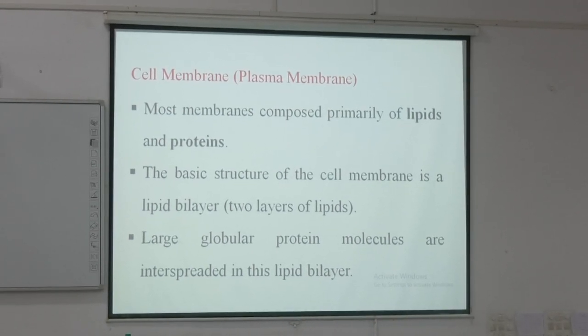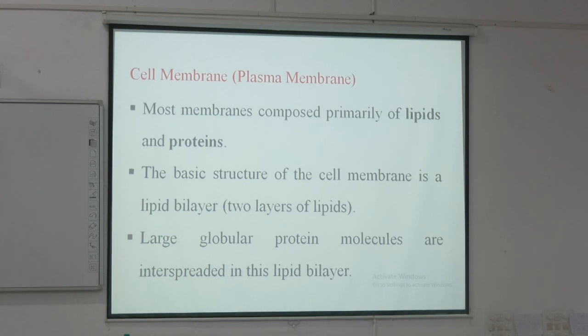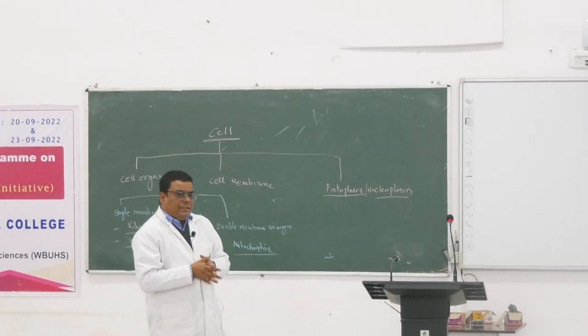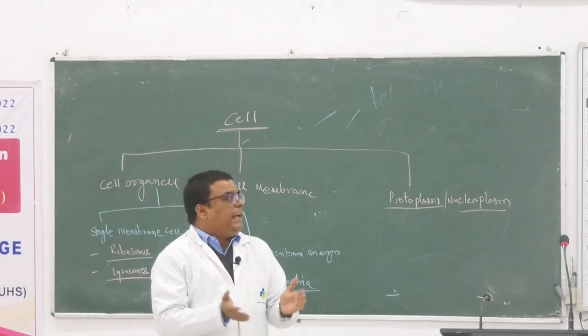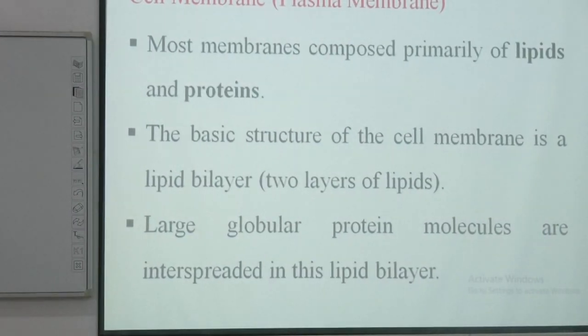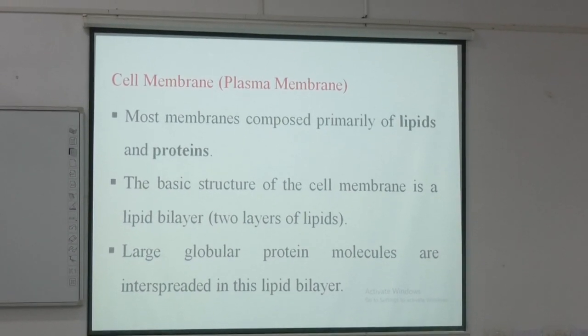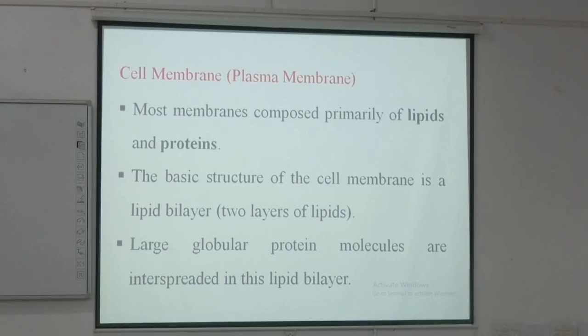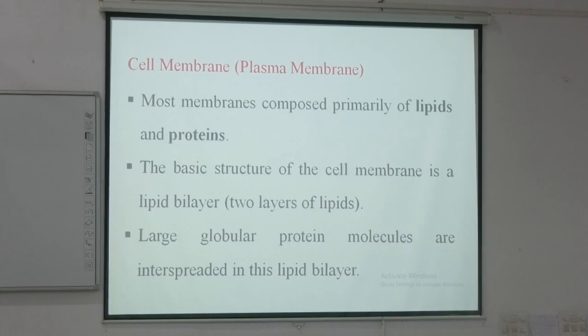Second, it depends on how it takes components inside the cell. There are several processes you already know: pinocytosis, phagocytosis. All of them are mediated by the cell membrane. Then there is facilitated diffusion, active transport, passive transport. The transport mechanisms you will study in the next class, either in biochemistry or in physiology, because your syllabus is changed. So the cell membrane is the outer layer of the structure, primarily composed of lipids and proteins. The basic structure of the cell membrane is the lipid bilayer.